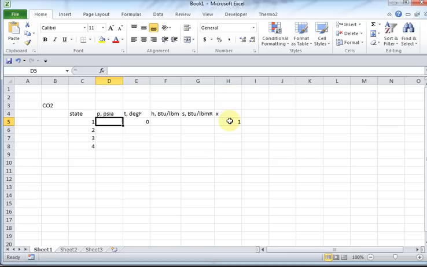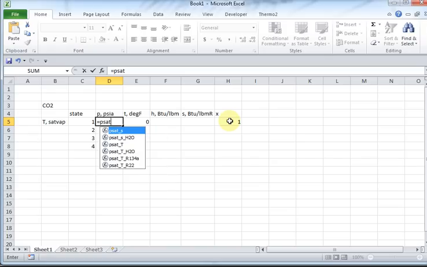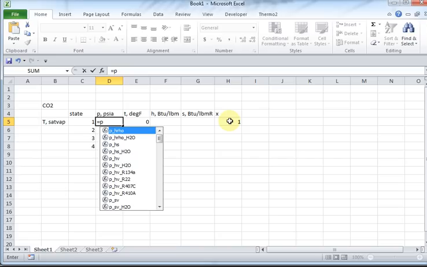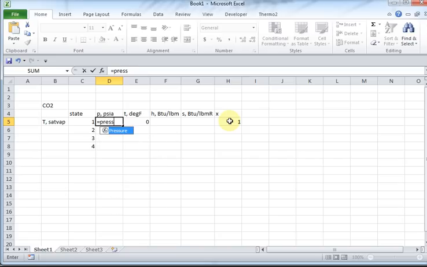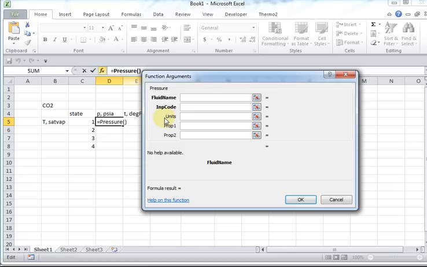Okay, saturated vapor, temperature, and sat vapor. That tells me what that is. So what is PSAT? P-S-A-T. And it's trying to give me the functions that have been built in. Okay, maybe I need pressure. Pressure right there. Okay, so now this is pressure. It's a function that is in the Excel version for REFPROP. And they don't give me good help. I wish they did. They didn't. But the fluid name, I'm going to click right here, CO2.